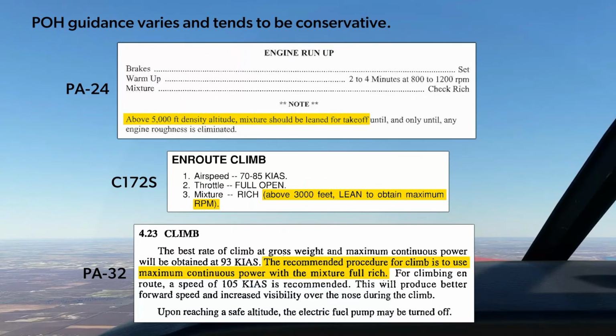And then this normally aspirated PA32 just says maximum continuous power and full rich mixture. Doesn't even say anything about leaning in the climb. That's just a representative sample of what POHs tend to say. It's kind of all over the place.